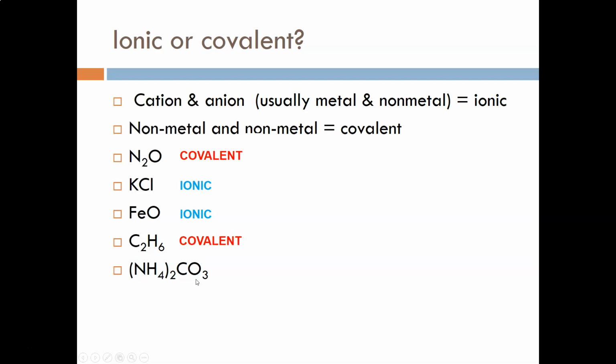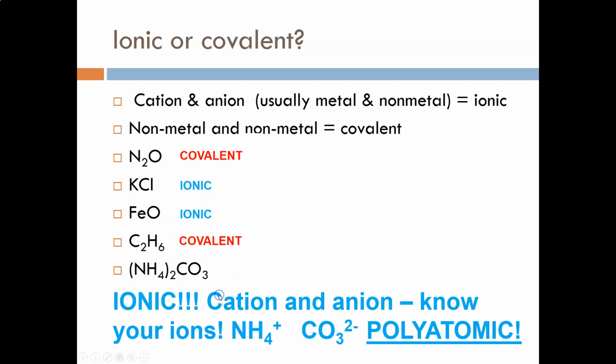It must be covalent. But they are forgetting that they have common ions that they have to recognize. NH4 is actually NH4 plus 1. This is an ion, right? NH4 plus 1. That's called ammonium, on our common ion sheet. CO3 is actually an ion as well. It's CO3 2 minus. Okay? This is carbonate ion. This is ionic.